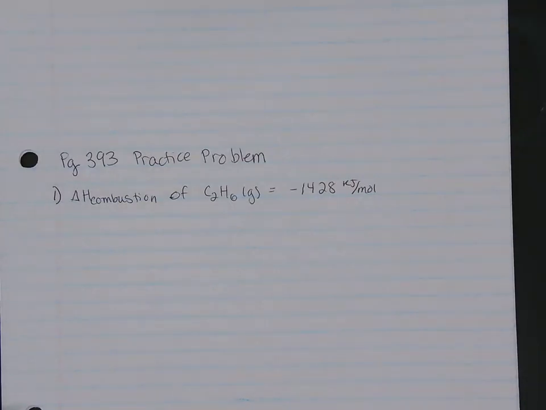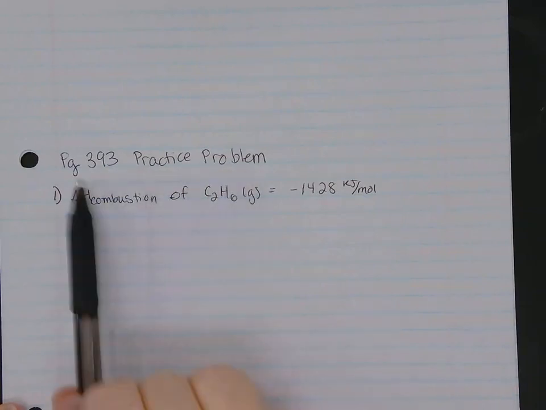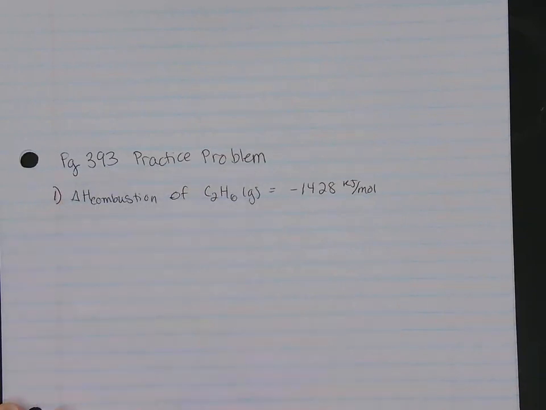All right, we are going to take a look first at a practice problem on page 393 in your book. We're going to take a look at number 1 so you guys can see how to approach these questions. So we want to write a thermochemical equation and the equation using a delta H notation with the smallest possible whole number coefficients for the following chemical change.